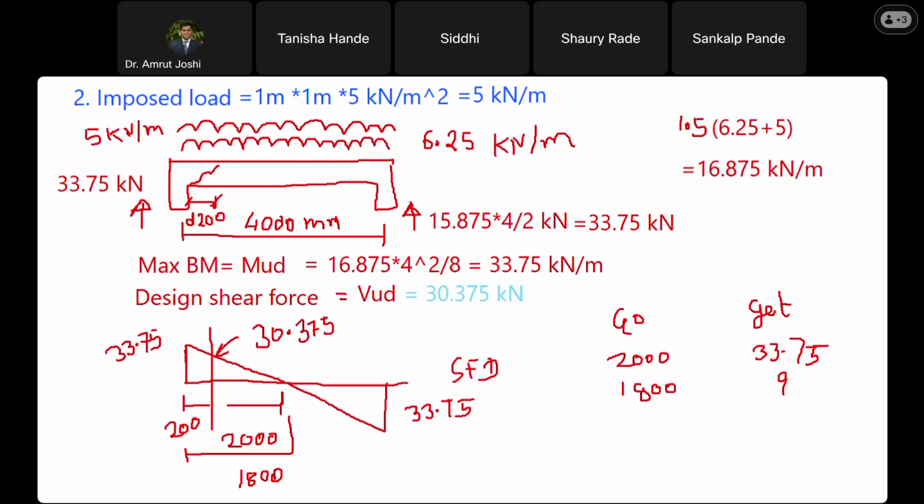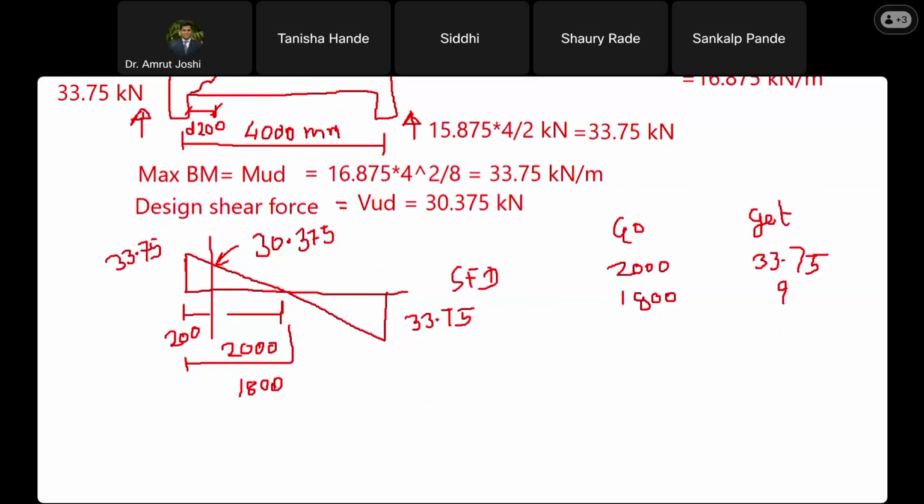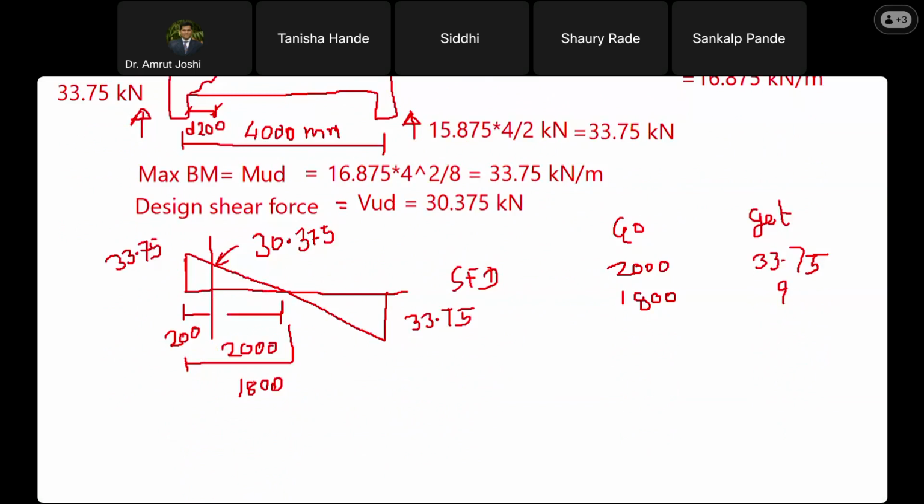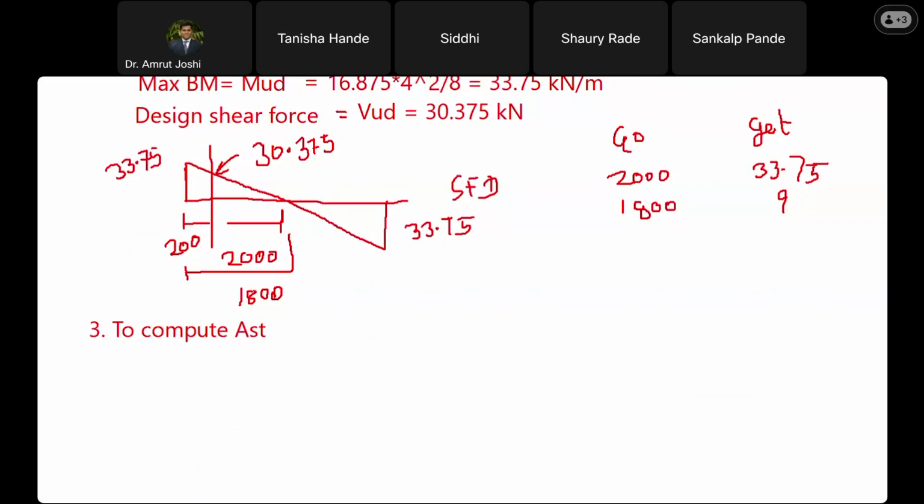Yes, sir. Okay. Now we know the design bending moment and the design shear force. The third step is to compute the area of steel on the tension side. Are you with me? Yes, sir. To compute the area of steel on the tension side, first we have to prove that this section is an under-reinforced section. Then only can we use the formula for an under-reinforced section. Are you with me? Yes, sir.